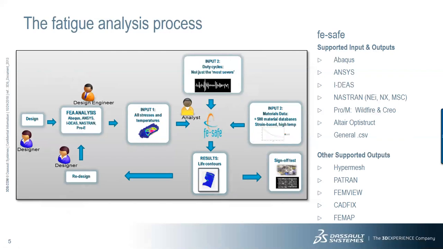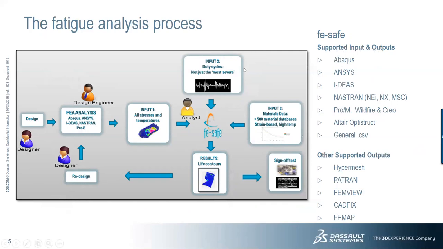Along with this input, the other input will be the material data, in which fesafe provides users with more than 350 to 400 material datasets, which contain both the strain life fatigue properties as well as the stress life fatigue properties. Both of them can be used, and you can use any of these algorithms to calculate the fatigue life.